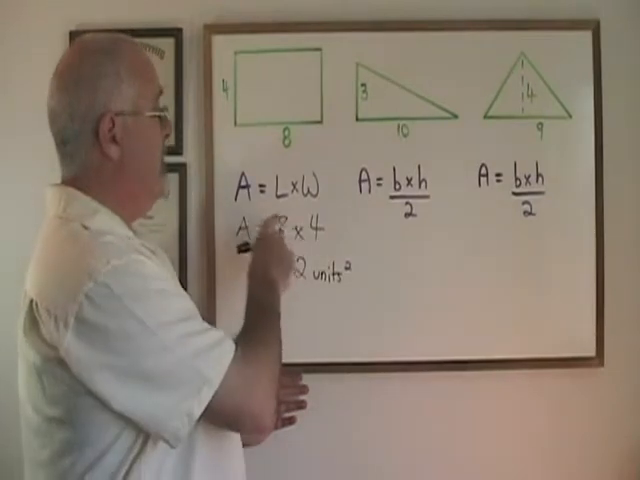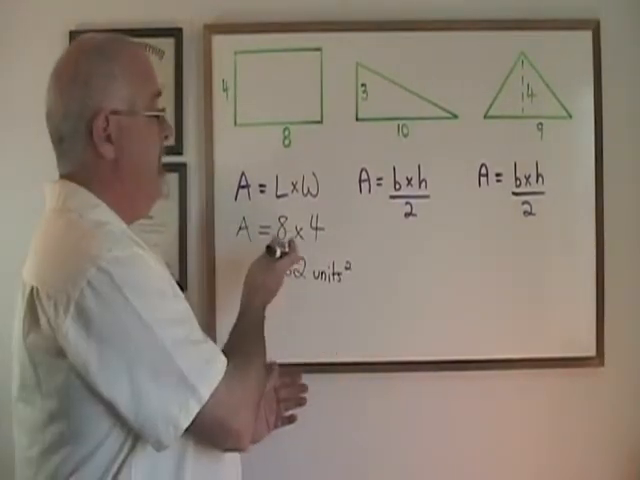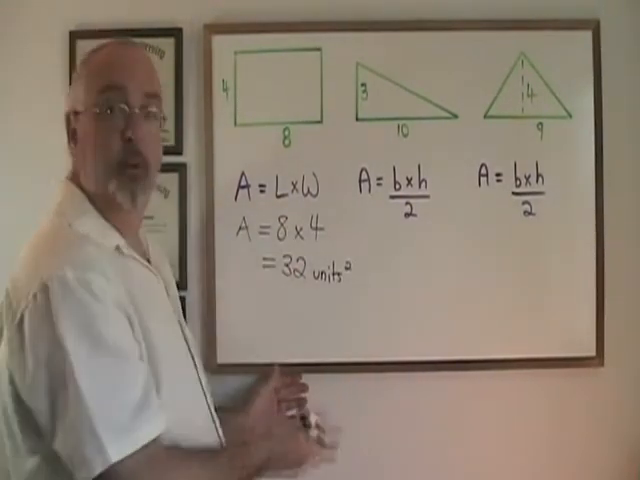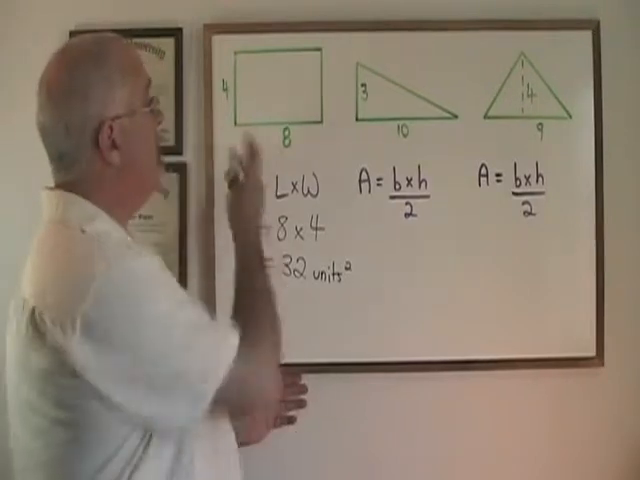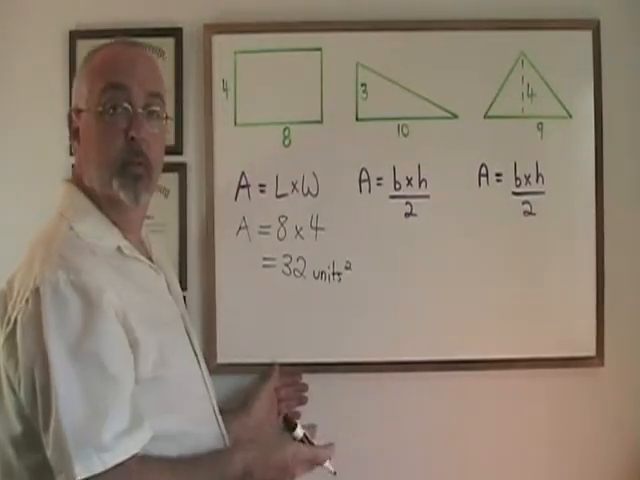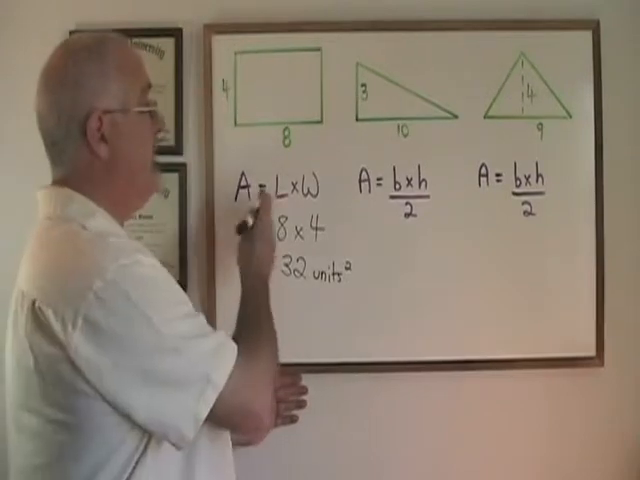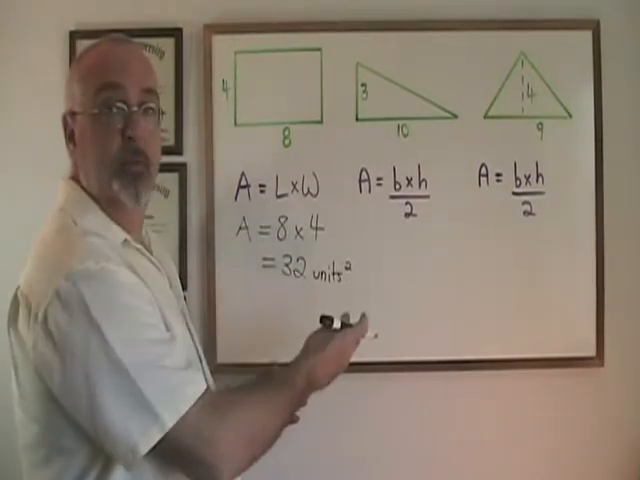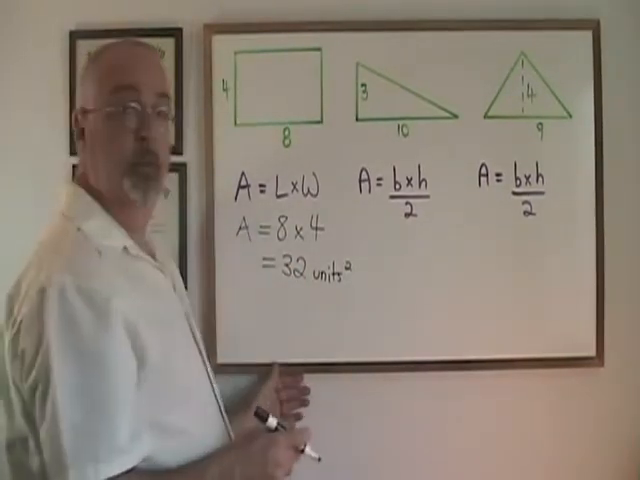If I had used the 4 as the length and the 8 as the width, I would have been doing 4 times 8 and I still would have gotten 32. And this is why it doesn't matter which is which when you are using terminology for your rectangle. Base times height would still also give 8 times 4 or 4 times 8 and an answer of 32 units squared.